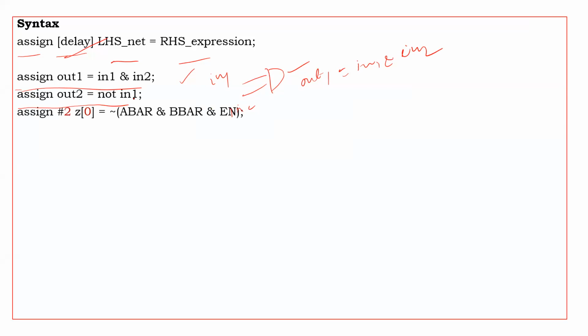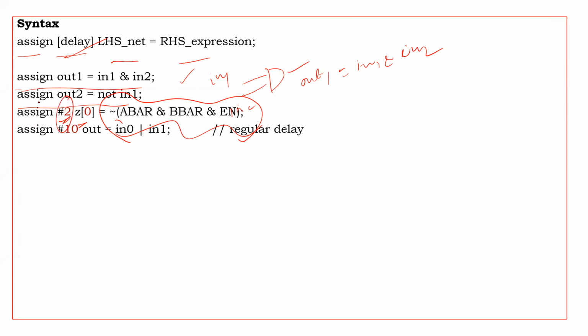Now see this statement: assign #2 z[0] equals some expression. Forget about what the expression is. First it evaluates this expression, and whatever value we get after evaluation is assigned to z[0] after 2 units of time. So this is the delay being specified.